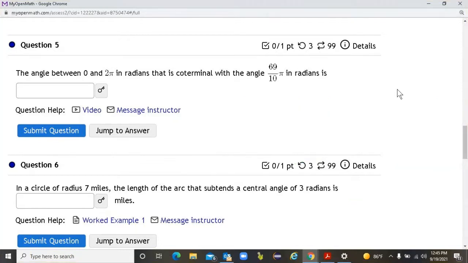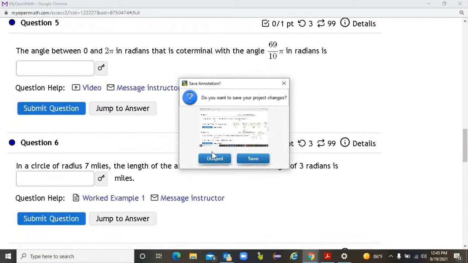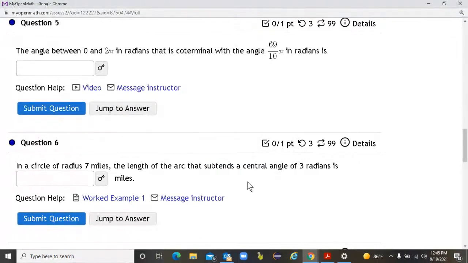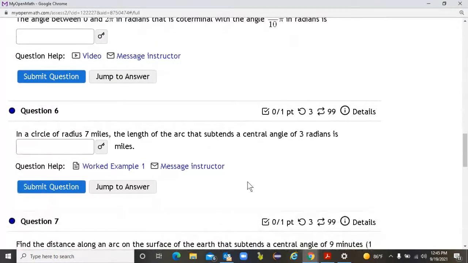Add or subtract circles, just make sure you get a common denominator there. I forgot that I had the camera going.